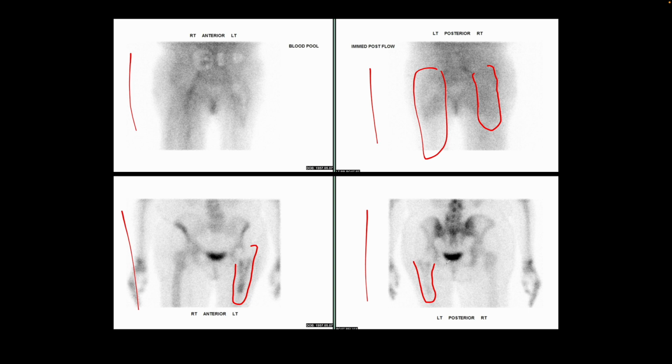This patient did have an indium 111 WBC scan, which did not show any abnormal uptake to suggest presence of any associated osteomyelitis.